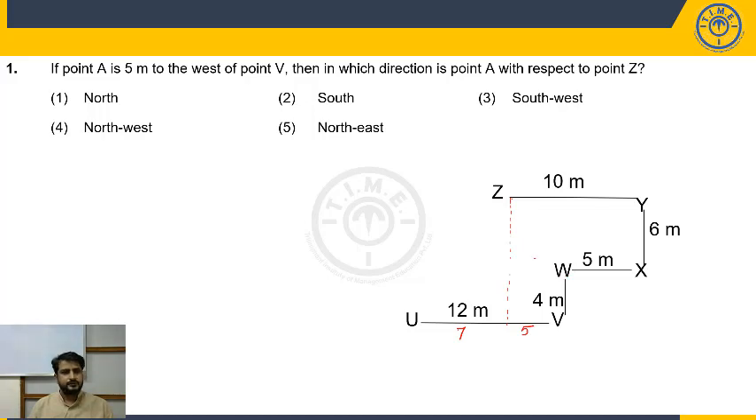Now what is the question given? If point A is 5 meters to the west of point V, so V is here. With respect to V, west means left side. In exactly 5 meters means this point. Which point is available? A. Point A is 5 meters to the west of point V. Then which direction is A with respect to Z? From Z to A, the direction is towards south. So your answer will be south. Choice 2. You don't need to write the questions. Already paper is available with you.